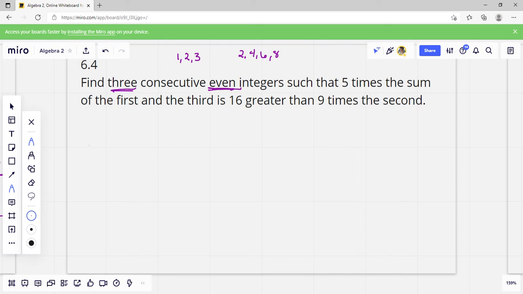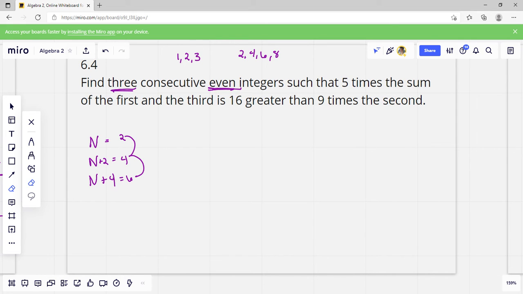So we're going to start with n. That's going to be our first integer. Now to get to the next even number, let's say that n was 2, right? To get to the next even number, we would have to add 2, right? The next one would be n plus 4, right? So if this was 2 and we added 2, we would get 4. And if we added 4 to 2, we would get 6. And then we would get 2, 4, 6.